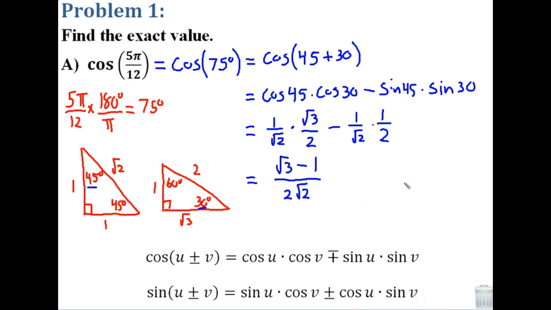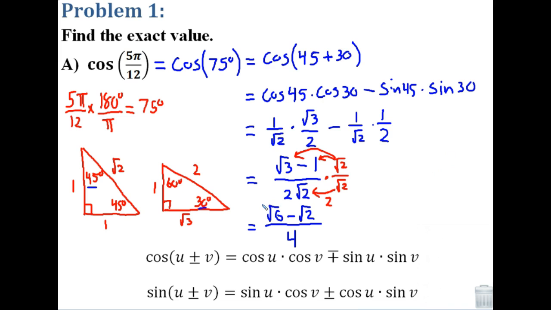Okay, and I'm going to be able to take one more step with this to clean it up. If I multiply the top and bottom by root 2 over root 2, that's going to allow me to rationalize the denominator. That'll cancel out this root 2 on the bottom. I'm going to need to distribute that to both terms on the top, which will leave me with root 6 minus root 2. And over on the bottom, this root 2 times root 2 is just a 2. So in other words, we have a 2 times 2, which would be a 4.